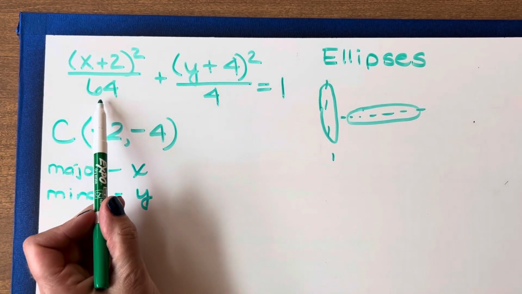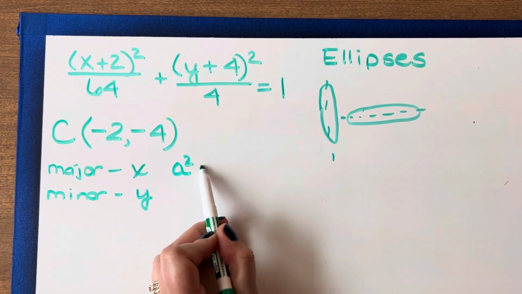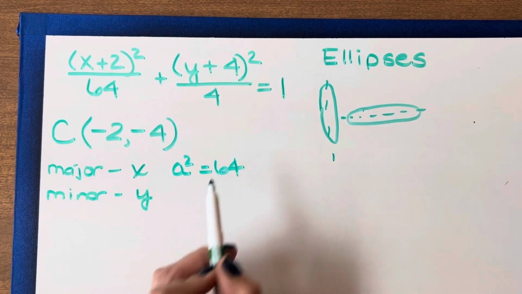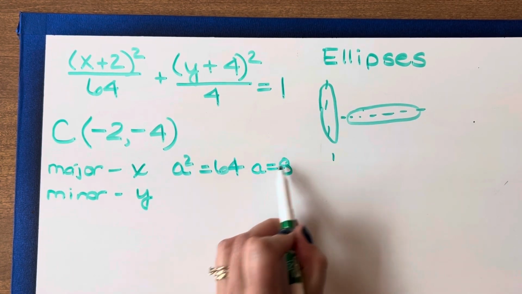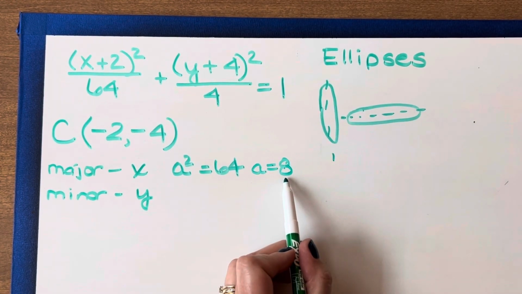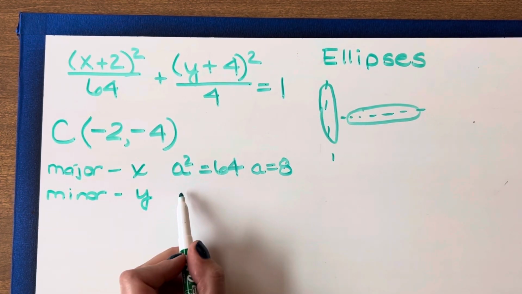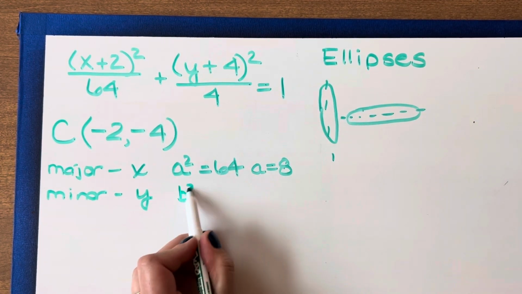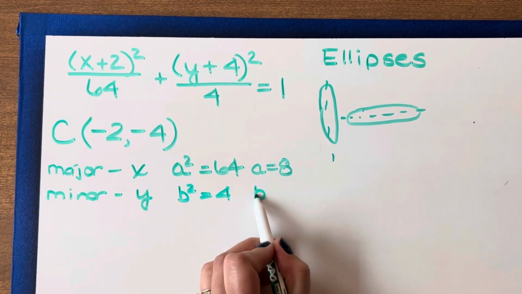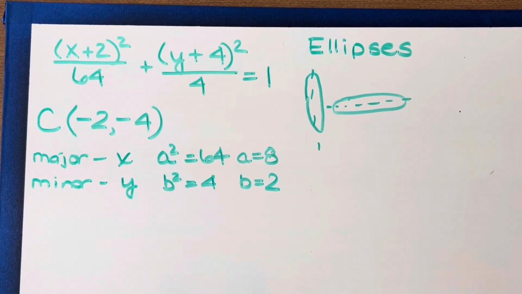The value that is the denominator for the major axis is an a squared value. So in this case, a squared equals 64, which means a equals 8. That number is important when we get to graphing our ellipse in just a moment. The minor axis, which is the y, has this b squared value underneath, which is 4. And that means that b is equal to 2. Again, something we're going to use when we are graphing our ellipse.